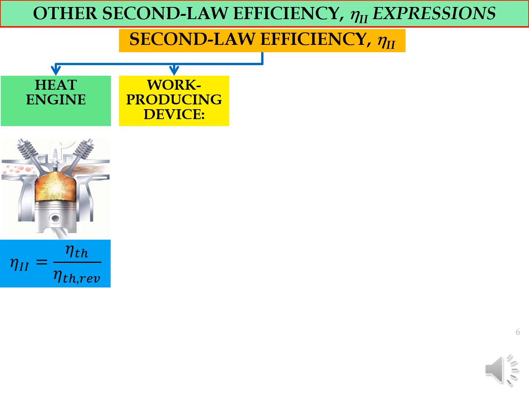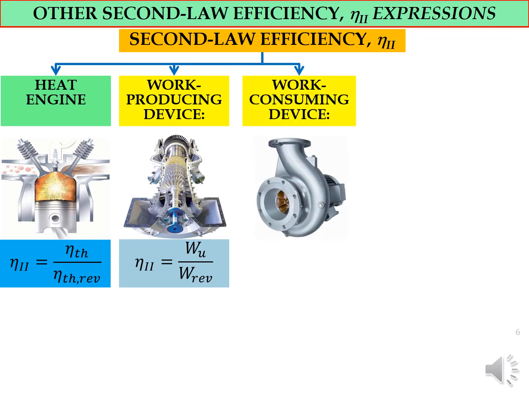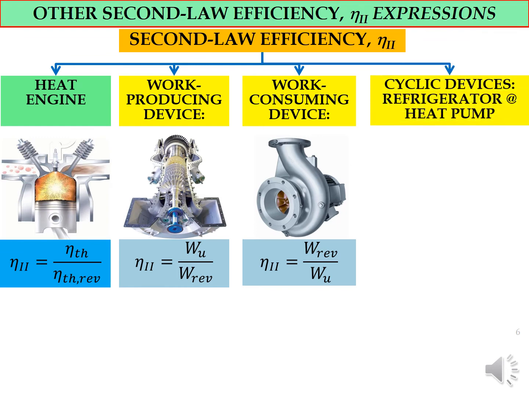Another category is the work producing device, such as a turbine. The second law efficiency is the useful work divided by the reversible work. Another is the work consuming device, such as a pump, where the second law efficiency is equal to the reversible work divided by the useful work. Please keep in mind there are differences between the work producing device and the work consuming device. Another is the cyclic device, such as our refrigerator and heat pump.